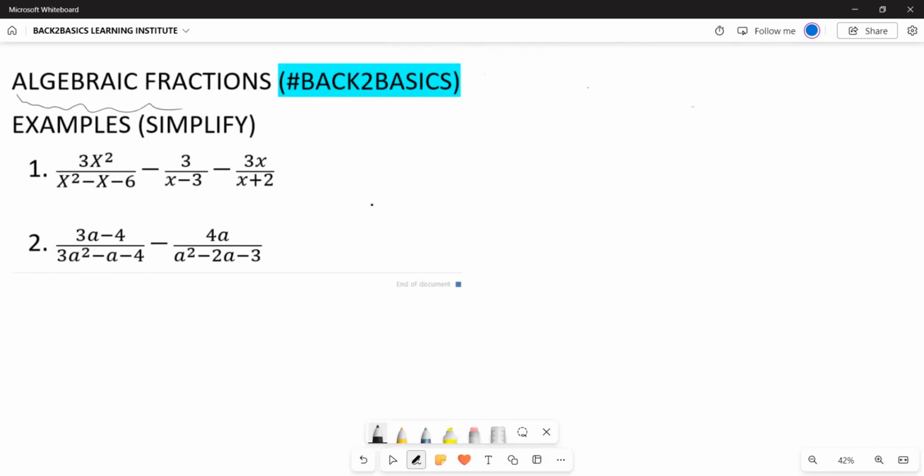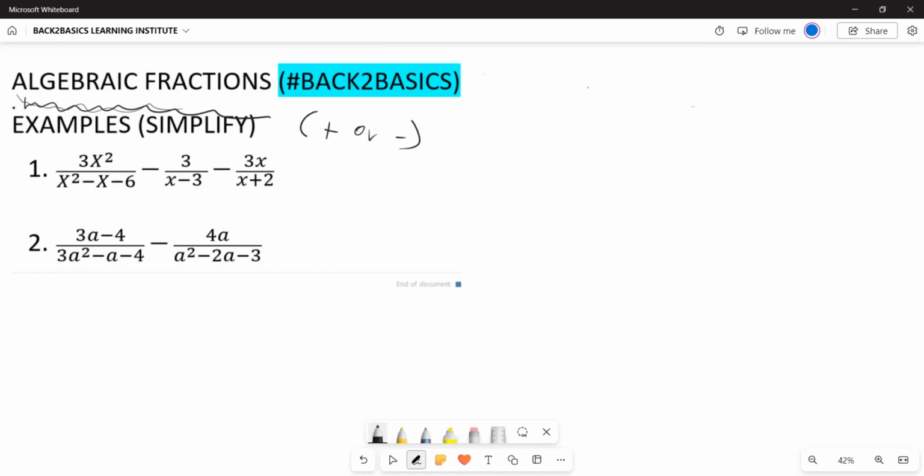Greetings, everyone. What we are going to be looking at today is algebraic fractions, and importantly, algebraic fractions that involve addition or subtraction. So that is what we are looking at.